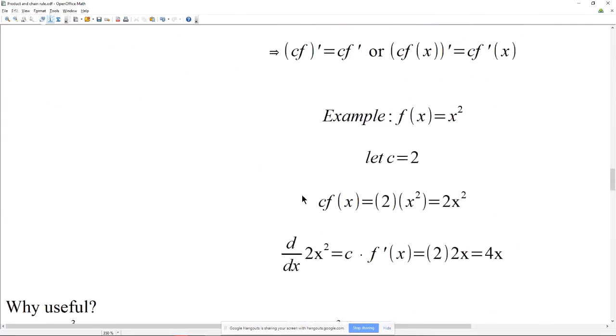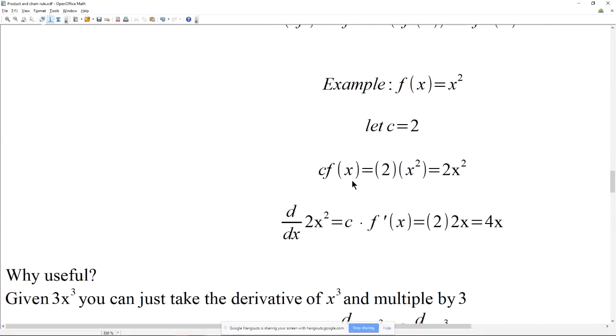C is an element of real numbers. So I have a constant times a function, so I just stick in 2 times the function. It's 2x squared. Right, we're good so far. And I take the derivative of 2x squared. And by the way, you could do this in your head. Before I even get to this right here, what's the derivative of 2x squared?